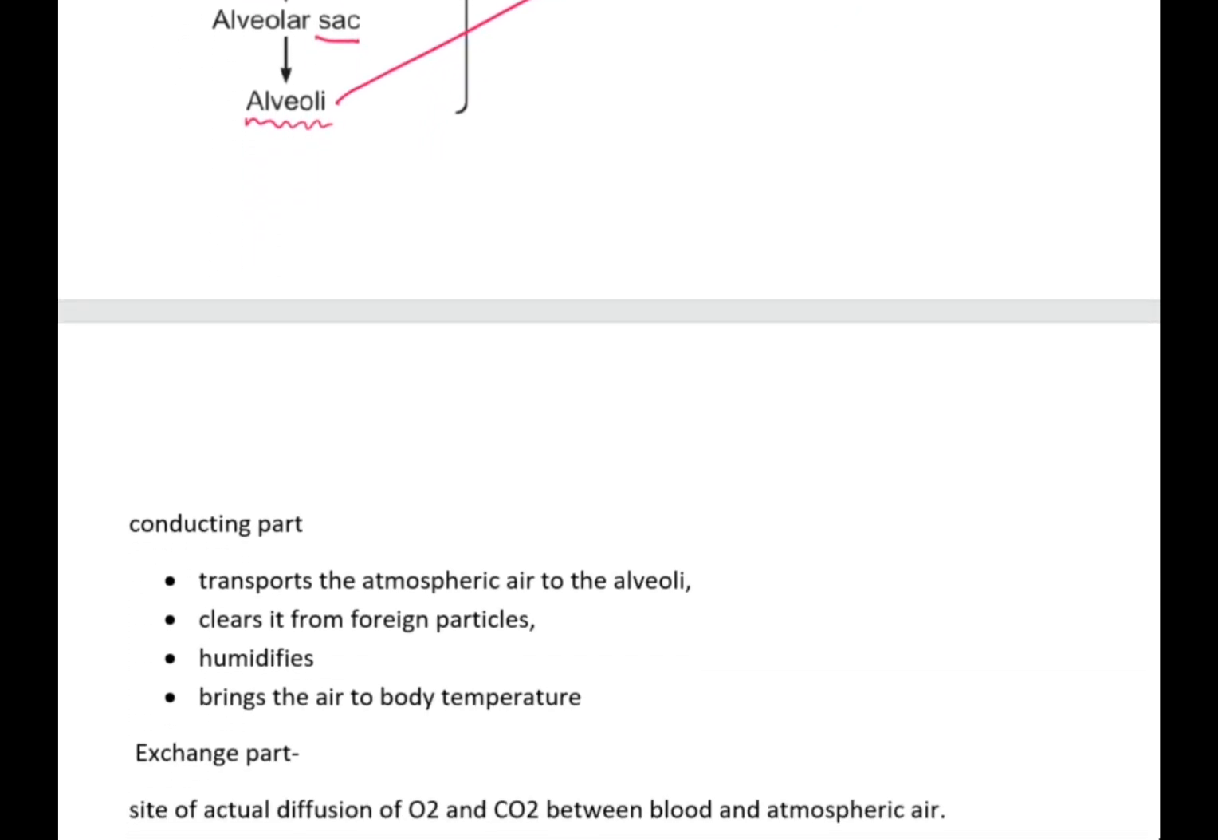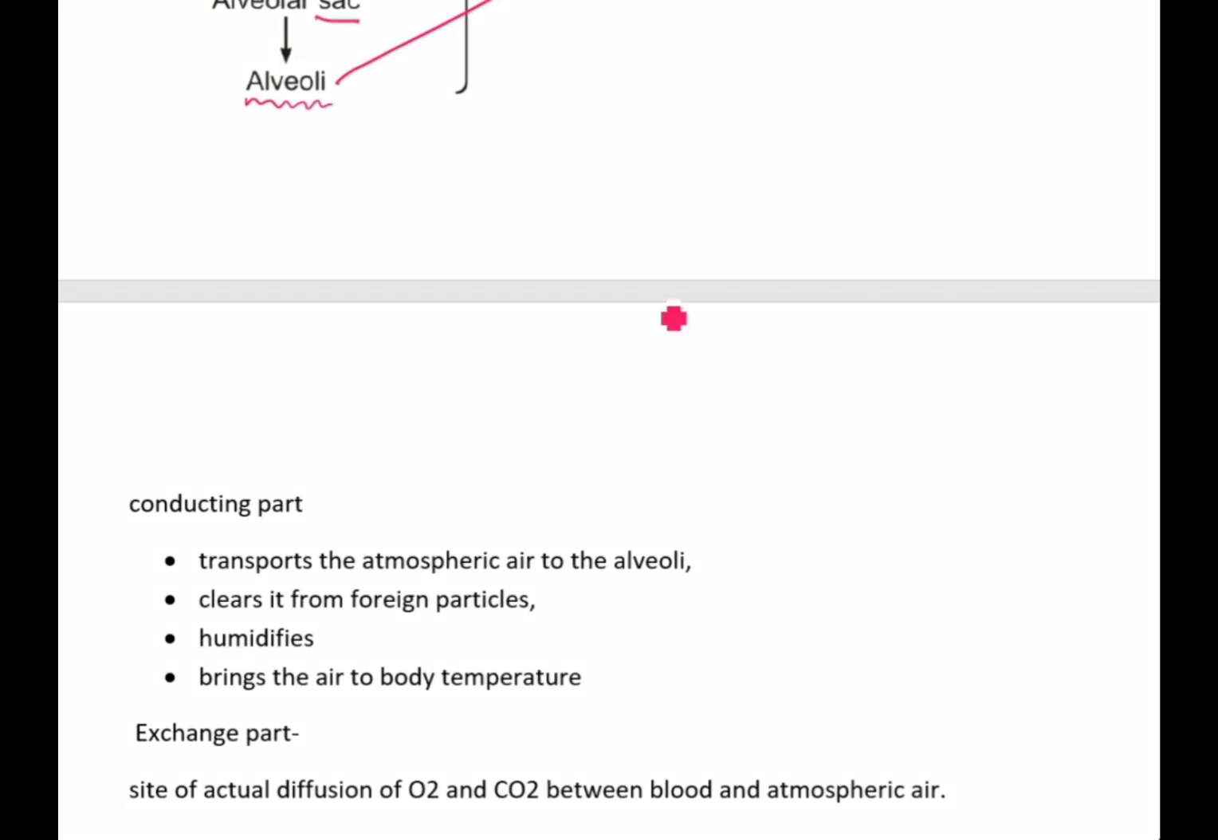So these are the common MCQs that are asked from this topic. The function of the conducting part is transportation of the atmospheric air into the alveoli, and it helps in filtration or clearing of the air from foreign particles. The third function is humidification, and the fourth function is to bring the air to the body temperature. Whereas the function of the exchange or respiratory part is the actual site of diffusion of oxygen and carbon dioxide between the blood and the atmospheric air.